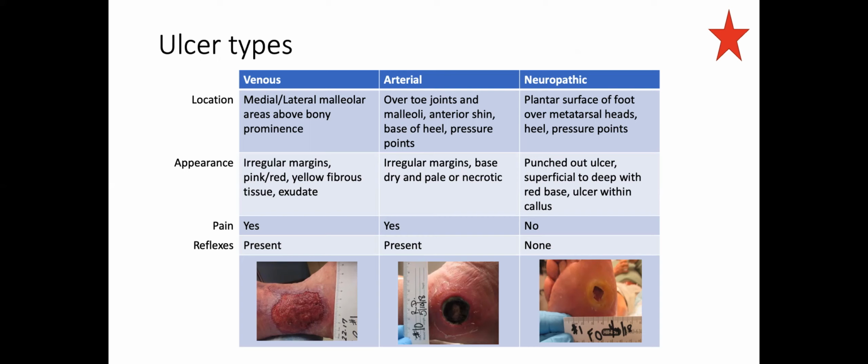Neuropathic is going to look like a punched out ulcer. It's going to go from superficial to deep. It's on top of a callus many times, and it's going to have that red base. So there's pain with venous and arterial, but not with neuropathic, because now we're affecting the nerves. They're not working properly, so we're not going to feel pain. Just like our nerves aren't working, we're not going to have a reflex with neuropathic, but we will with venous and arterial. So I would know the difference between these types and be able to identify it on an exam, especially if they give you a picture.